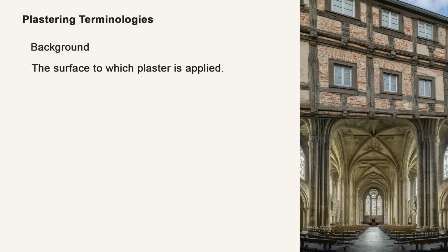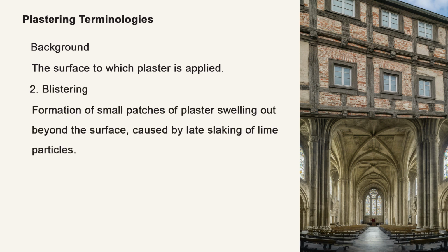First is background. Have you ever wondered what the background means in plastering? It is simply the surface where the first layer of the plaster goes. Simple. Next, the blistering. These are the local swellings on a plastered wall. They happen because of leftover unslaked lime nodules.